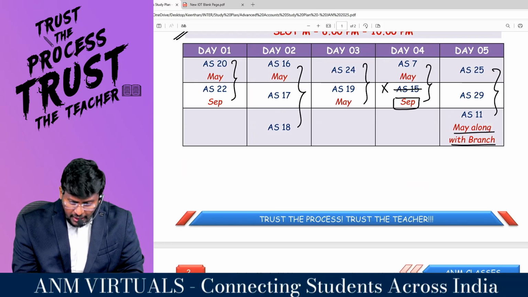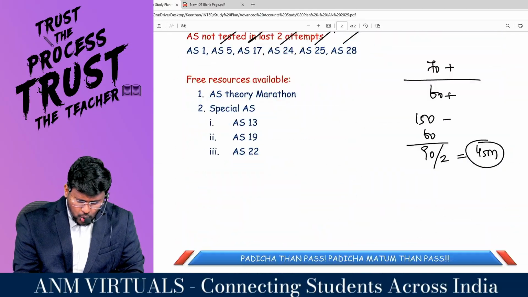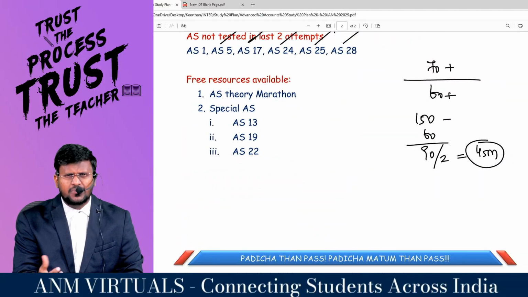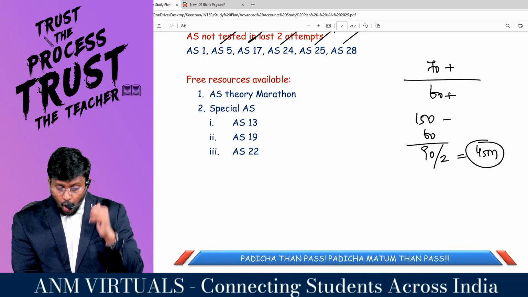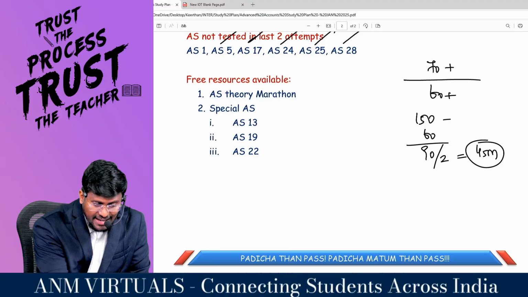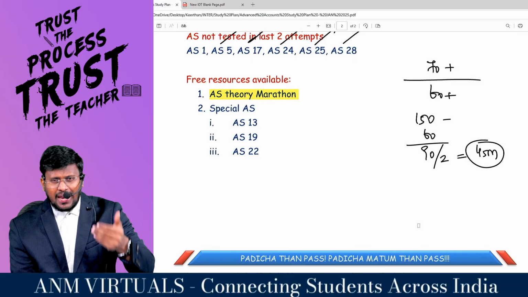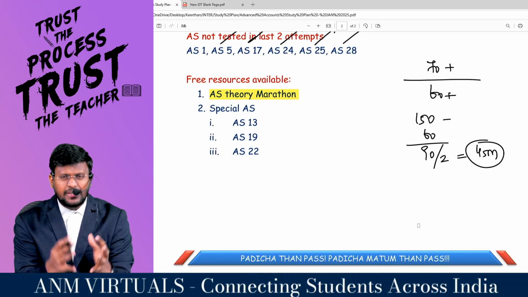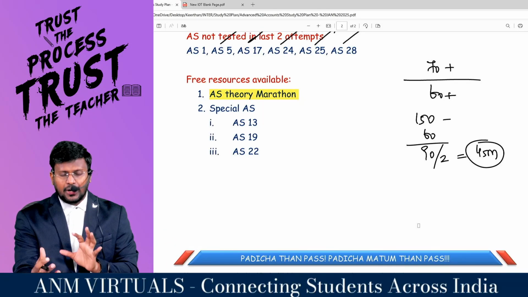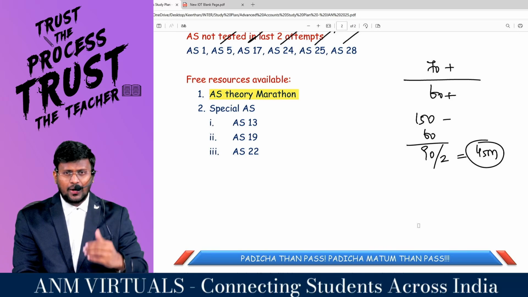If you have missed preparing any of the AS, and you wish to prepare in a short span of time, sir, I just want a quick idea of what that AS is saying. Already, I have uploaded an AS theory marathon, which was uploaded for the last attempt. I thought of redoing it this time, but I was a little busy with the face-to-face class and didn't get enough time. But that can be used for this time. Surely I will replace it for the next.